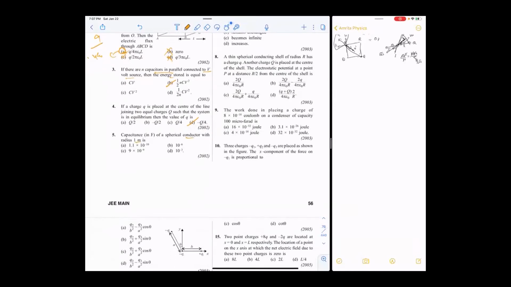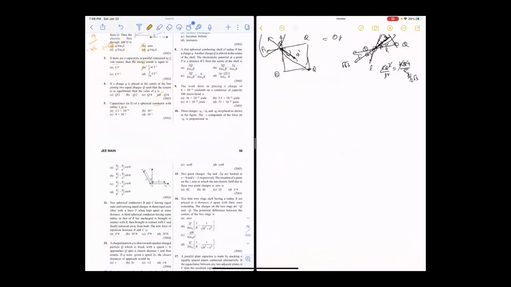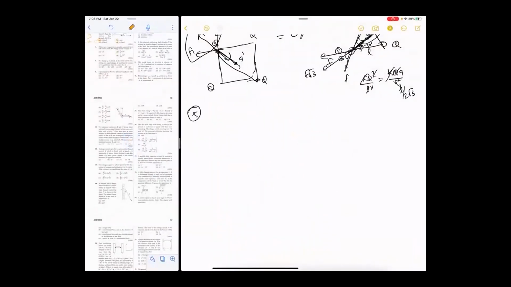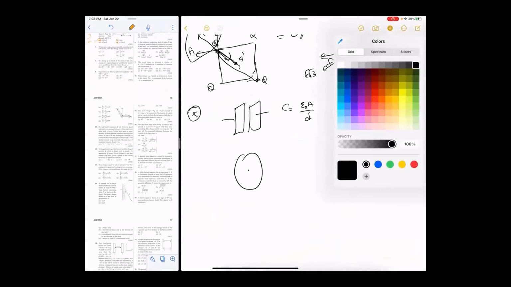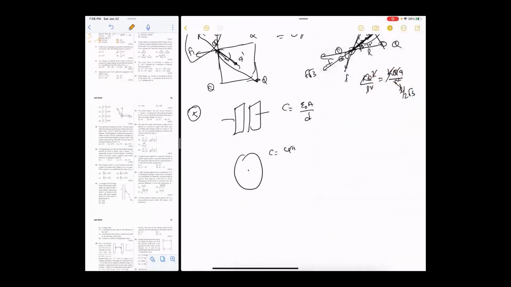So what is the capacitance of a spherical conductor? So this is the formula here. 5th question. For capacitance, if they are parallel plate capacitors, C is equal to epsilon naught A by D. For a single spherical conductor, what is the capacitance? 4 pi epsilon naught R, where R is the radius. If you have 2 spheres, R1, R2, in this case it is 4 pi epsilon naught R1 R2 by R2 minus R1.